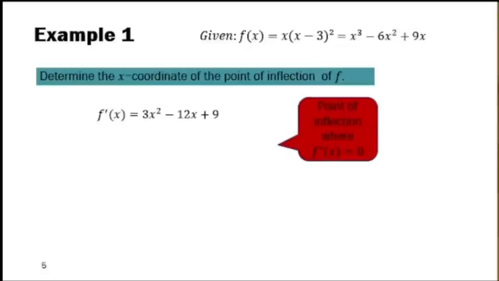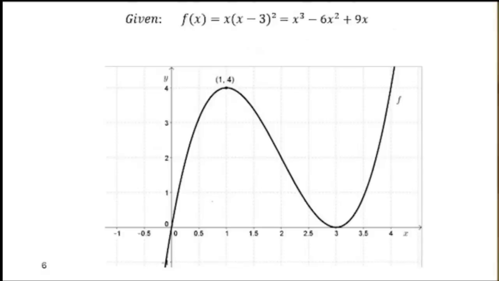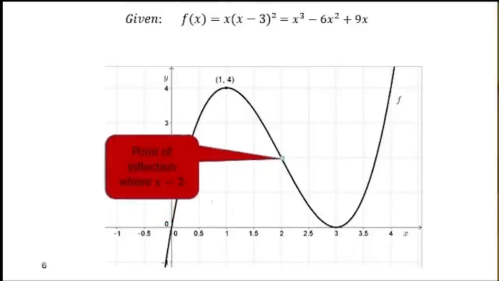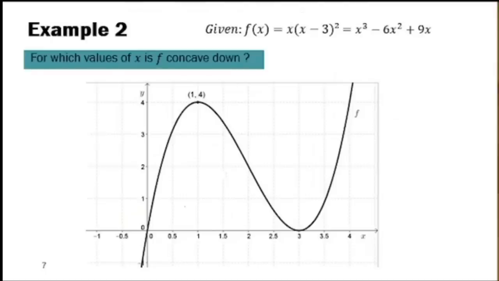So, you start off by writing down your first derivative, which would be 3x squared minus 12x plus 9. And then I've got to get my second derivative, which would be 6x minus 12. What do I know? My second derivative has to be equal to 0. And then I can solve my equation and x is calculated to be 2. So, the x coordinate of the point of inflection for this graph is 2. So, what does that look like on the graph? Where x is 2, that is my point of inflection. That is where my graph will change from concave down to concave up in this scenario.